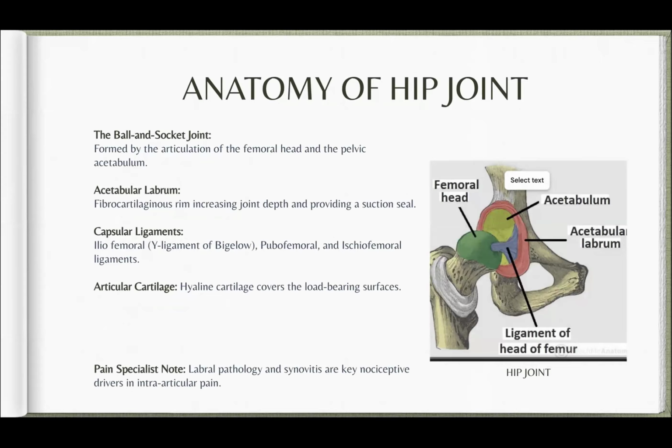So the hip joint is a ball and socket joint which is formed by the articulation of the femoral head in the pelvic acetabulum. The acetabular labrum is the fibrocartilaginous rim, increasing the joint depth and providing the suction seal. Capsular ligaments: there are three ligaments around the hip joint. One is the iliofemoral ligament, which is also known as the Y ligament of Bigelow, which prevents overextension. Pubofemoral ligament, which prevents over abduction, and ischiofemoral ligament that prevents over internal rotation.